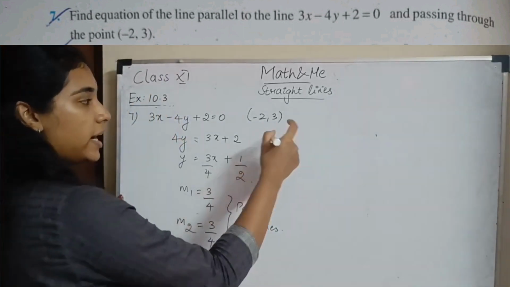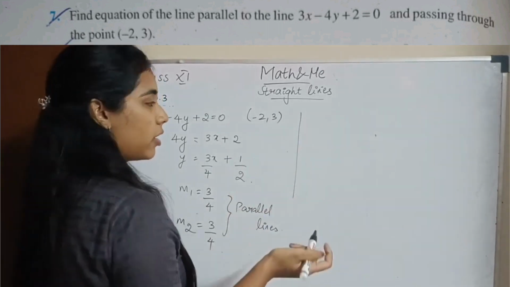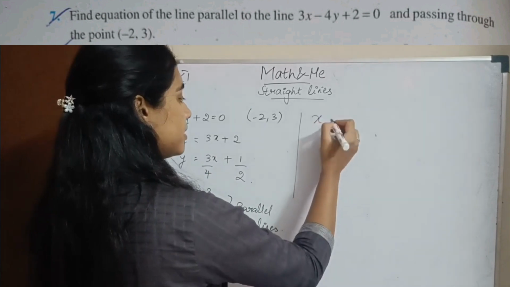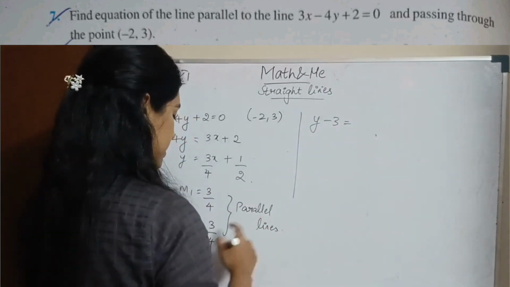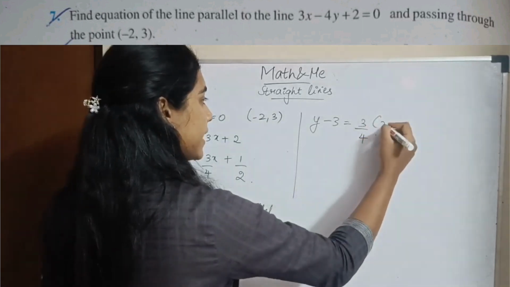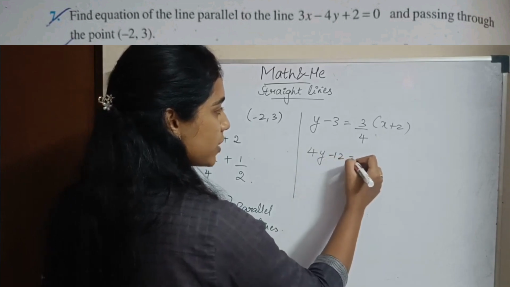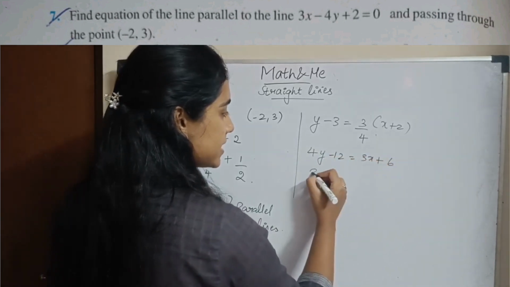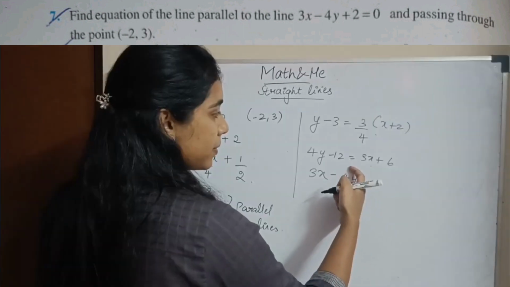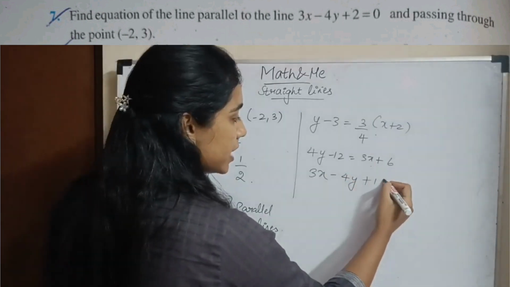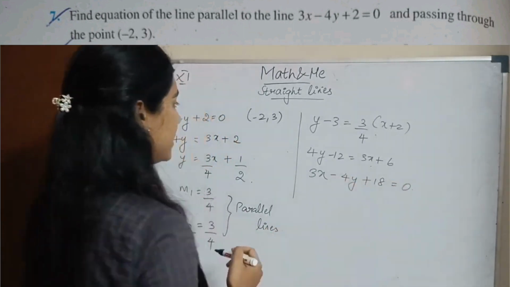So you have a slope and you have a point. You use the point-slope form, right? So you have y - y0 = m times (x - x0). So just multiply: 4y - 12 = 3x + 6. Bringing this to the other side, you have 18 equal to 0. So it is 3x - 4y + 18 = 0.